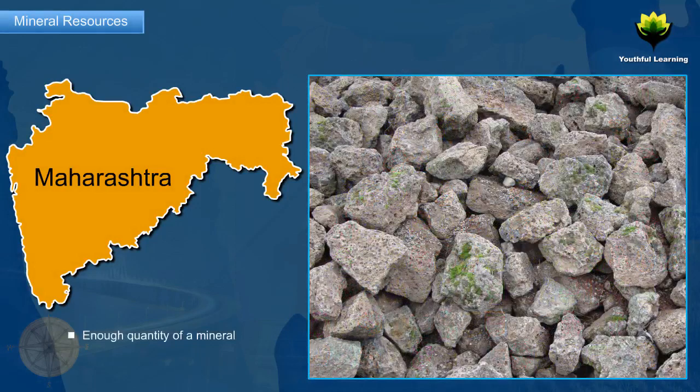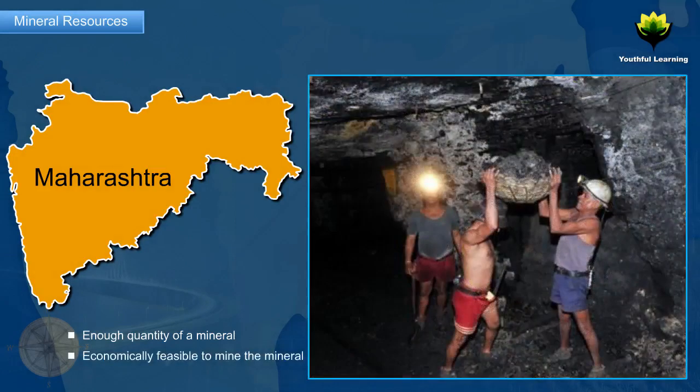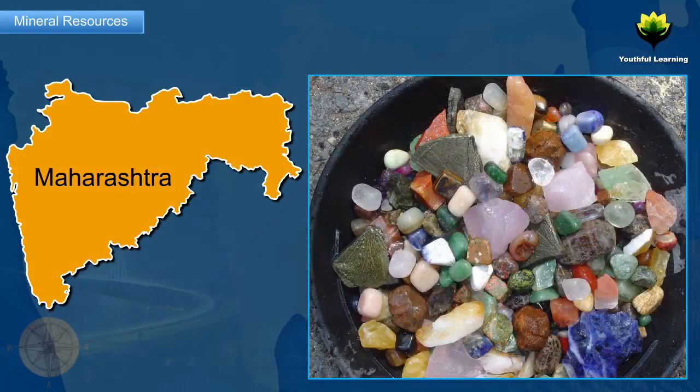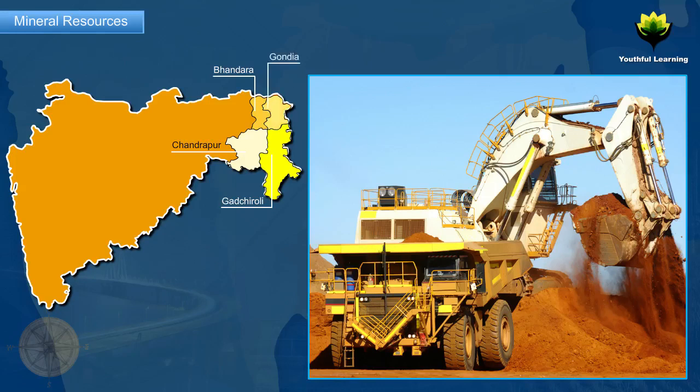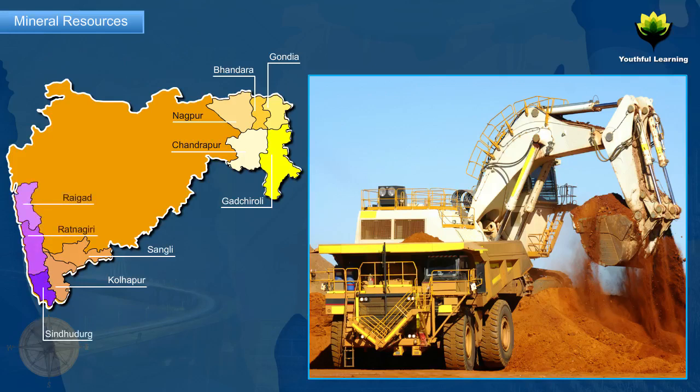When a rock has enough quantity of a particular mineral or an aggregate of minerals such that it is economically feasible to mine the mineral, it is known as a mineral ore deposit. Minerals are extracted and purified from ore deposits. The mineral-rich zones of Maharashtra include Chandrapur, Gadchiroli, Bhandara, Gondia and Nagpur district in the east, in Kolhapur, Sangli and Sindhudurg in the south, and in Raigad and Ratnagiri in the west.